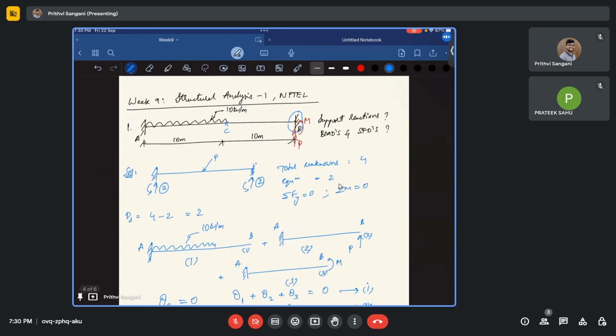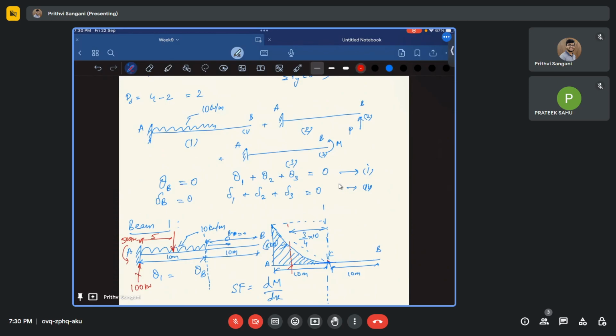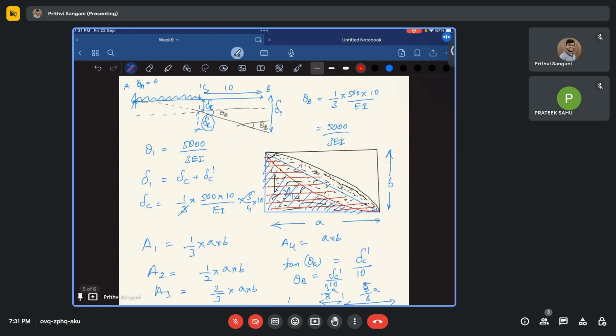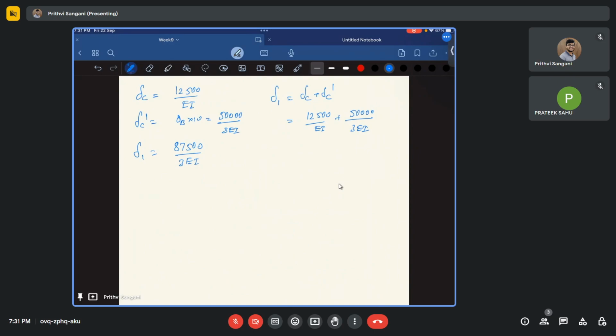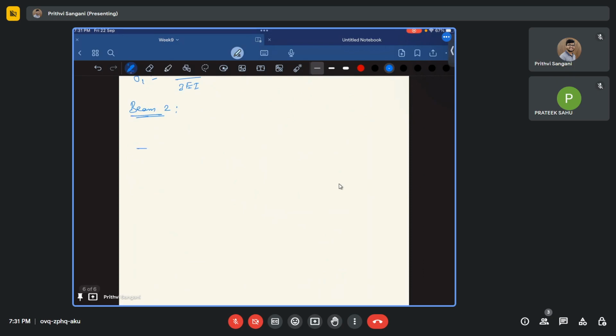Now my beam 1 is over. I have calculated my theta and delta for this. Now let us go to beam 2. This is my beam 2. The same process again. We have a cantilever, and in this we have a redundant force P which is acting at the support B.